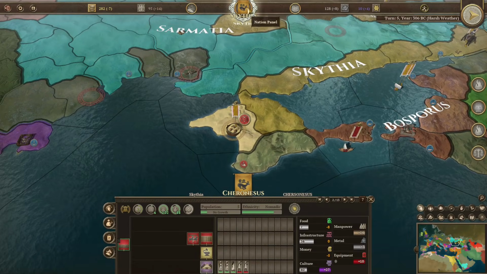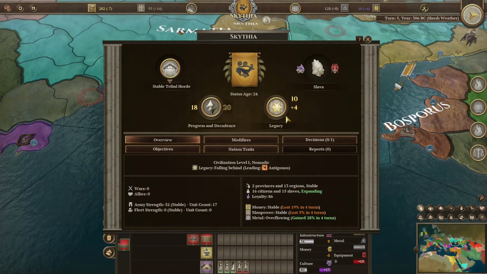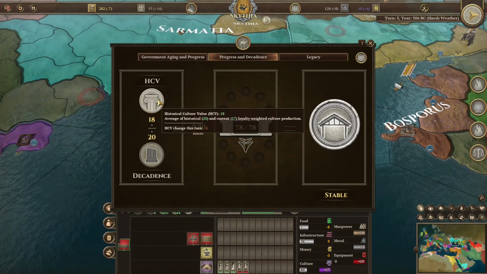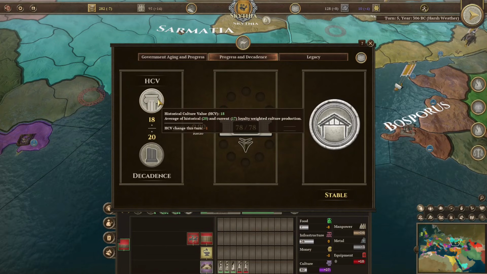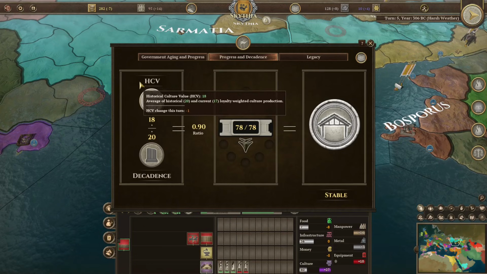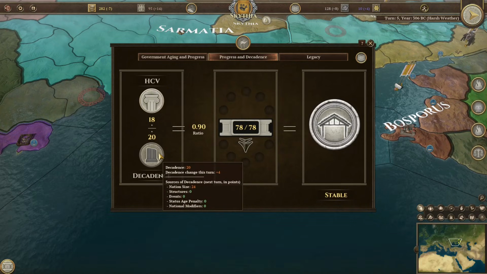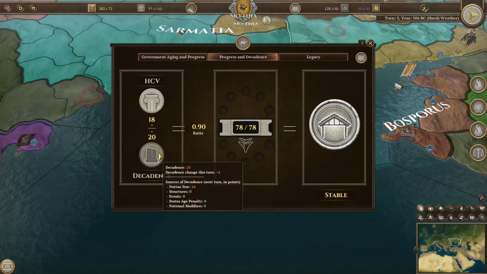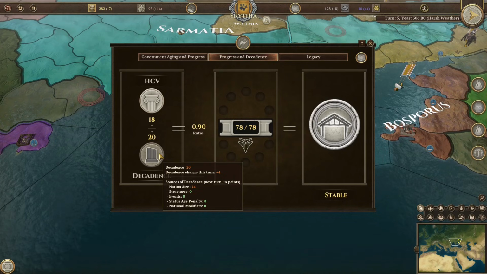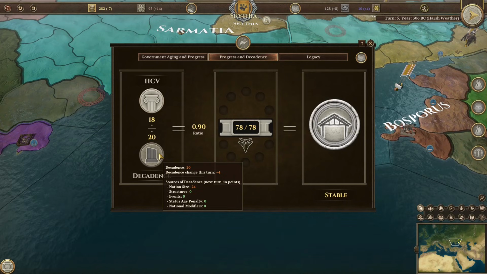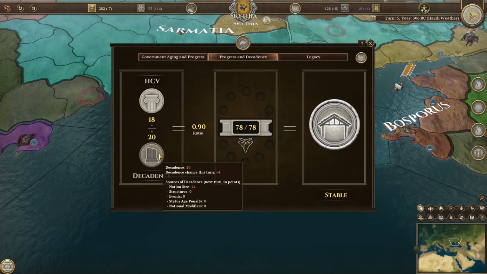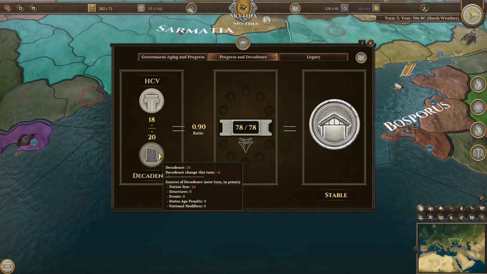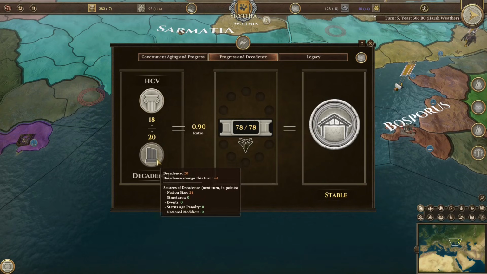Okay, so we know how the culture is calculated, how loyalty impacts culture, how the historical culture value depends on an average, and how to calculate HCV. And now decadence. This is much more difficult to calculate. We have 20 decadence this round, and on the bottom you can see how it is calculated, but the calculation here is for the next round in decadence points. Next round I can expect that I will have 24 decadence only from nation size.